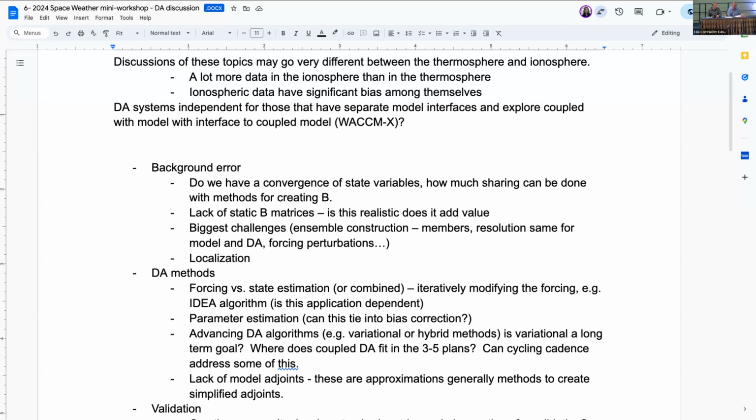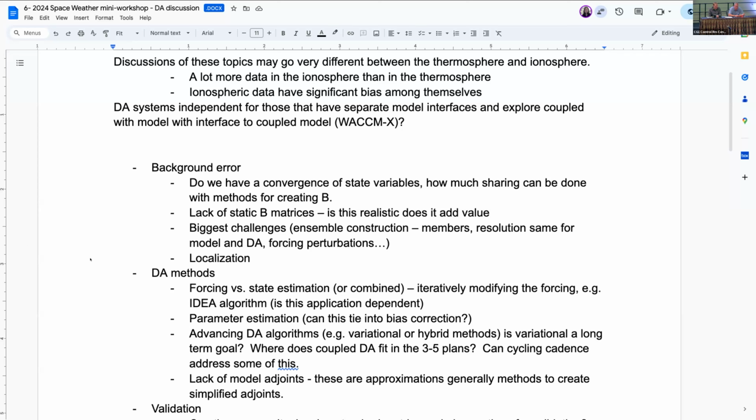Okay. So we've diverged a little bit from the data assimilation methods, but we'll try to get back and discuss the... I didn't say it was not a good discussion. I just said we've diverged from data assimilation.